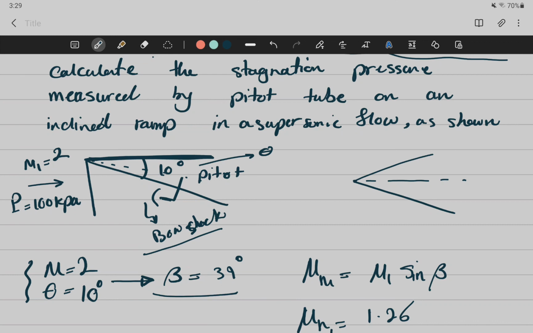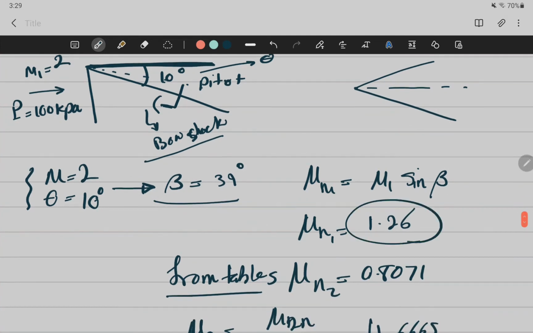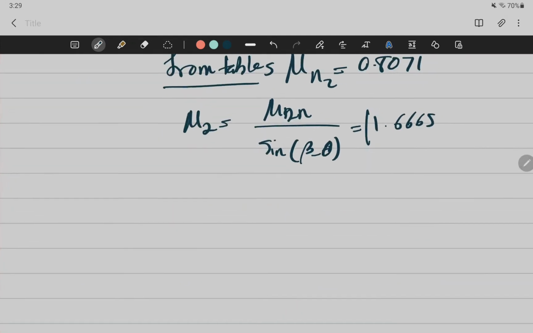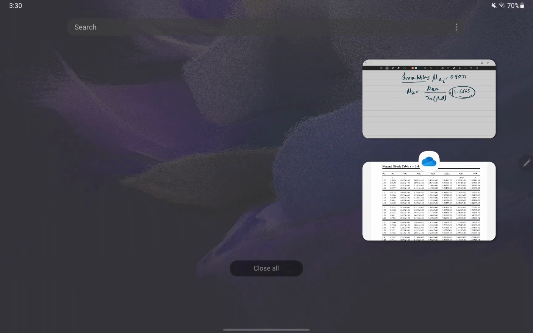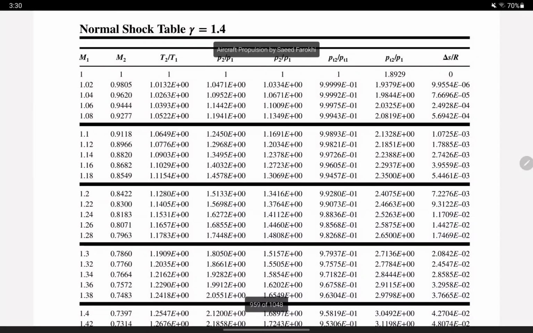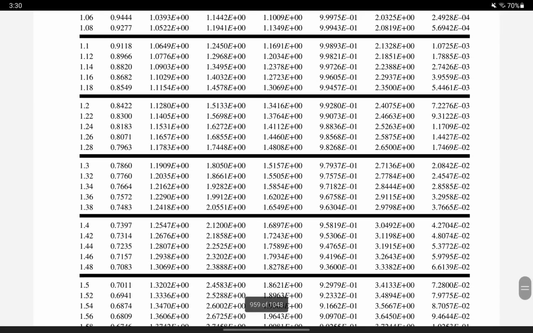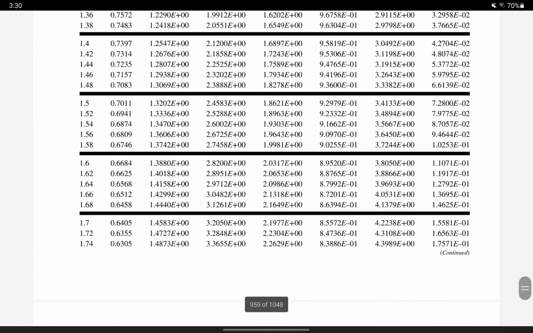Okay, what should we do now? Everything looks okay. Once again, this bow shock can be treated as a normal shock by itself, so we don't really need to include the angles and the normal components and everything. We just take this 1.66, right? Take it to the normal shock table and treat this as M1. That was the value.